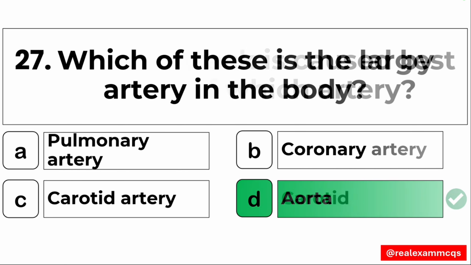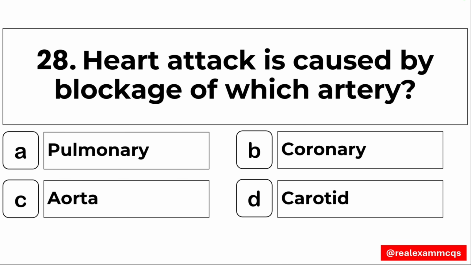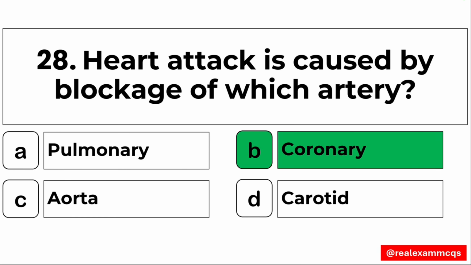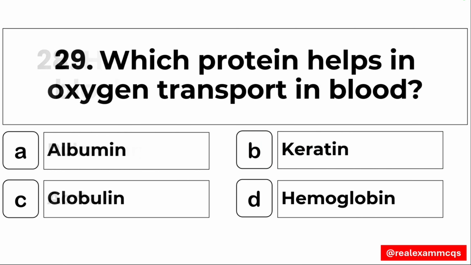Option number D. 28. Heart attack is caused by blockage of which artery? Option B. The coronary artery. 29. Which protein helps in oxygen transport in blood? Of course, it is the hemoglobin. Option number D.